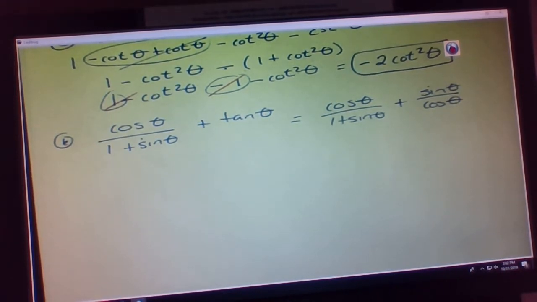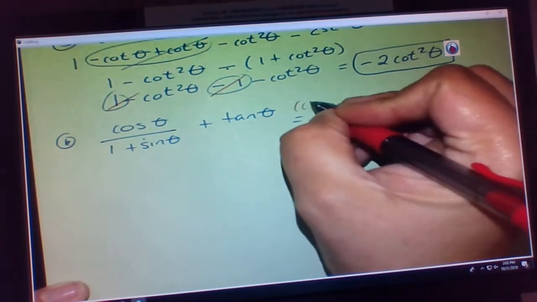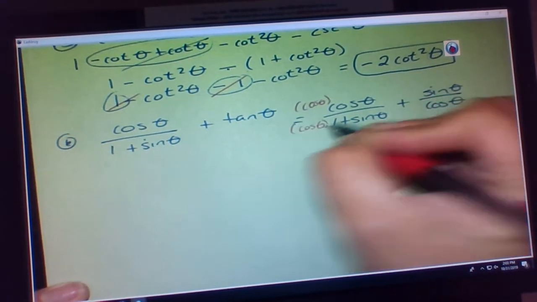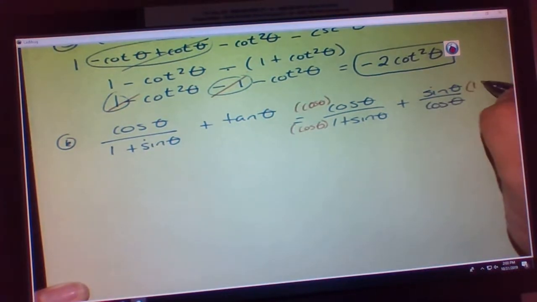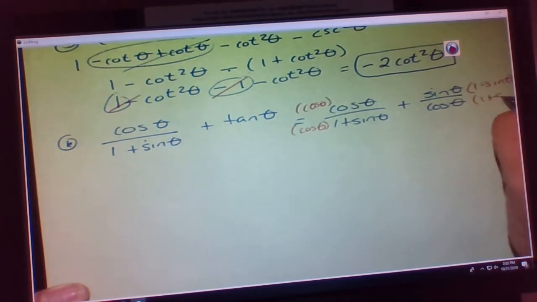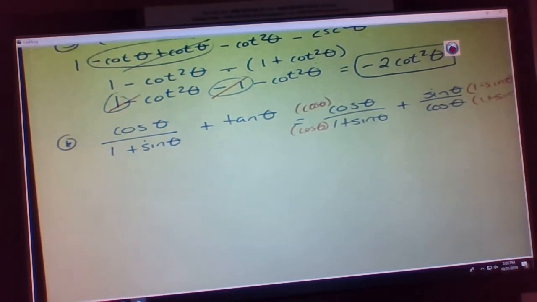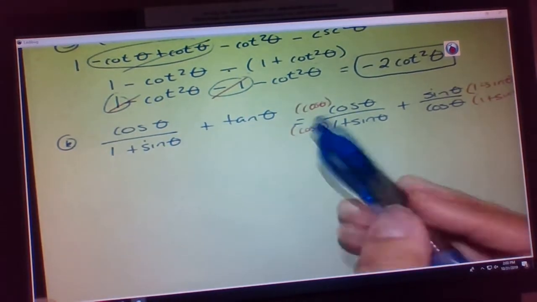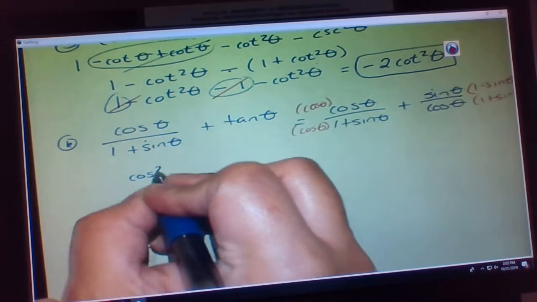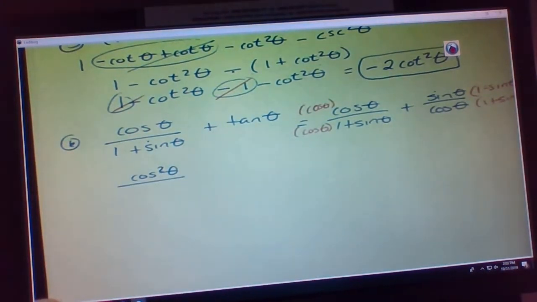No, unless they have the same denominator. So in order to have the same denominator, I have to multiply this side, both top and bottom, by cosine. And this side, both top and bottom, by 1 plus sine. Now, what does cosine times cosine become? Cosine squared. Do we distribute in the bottom, or do we keep it like that?